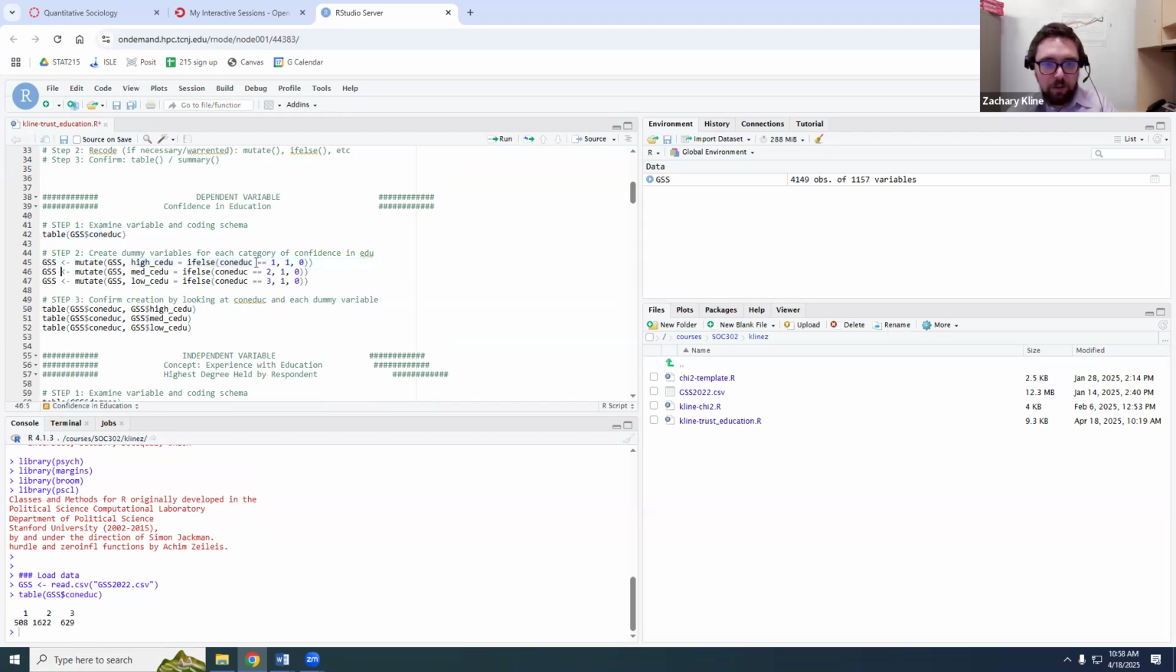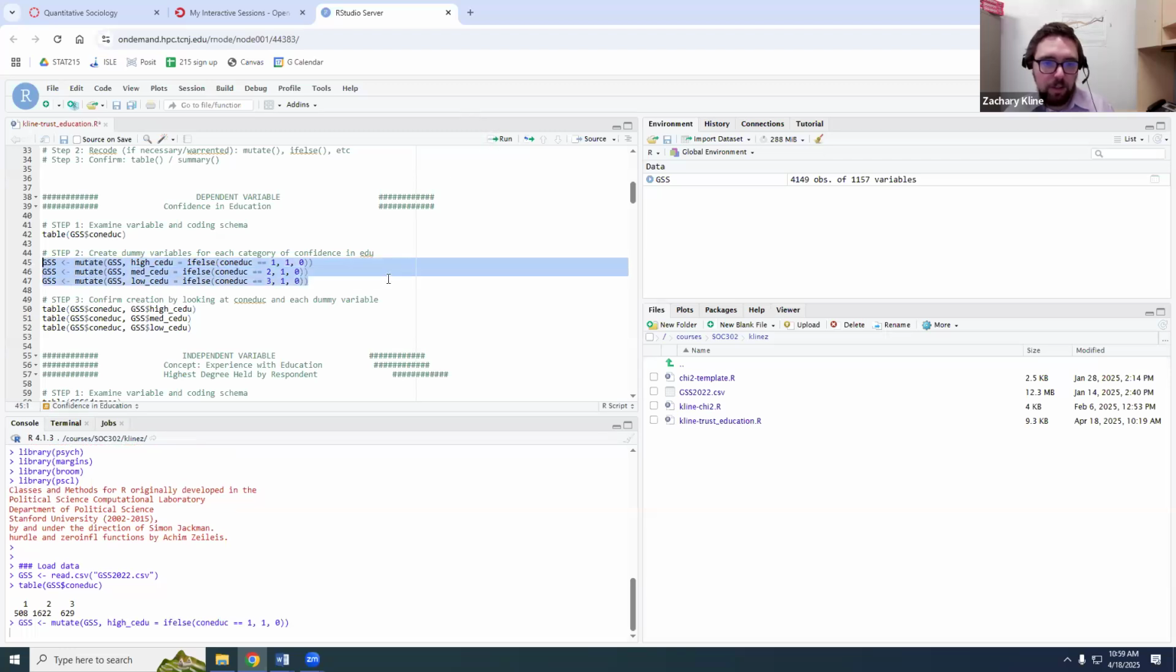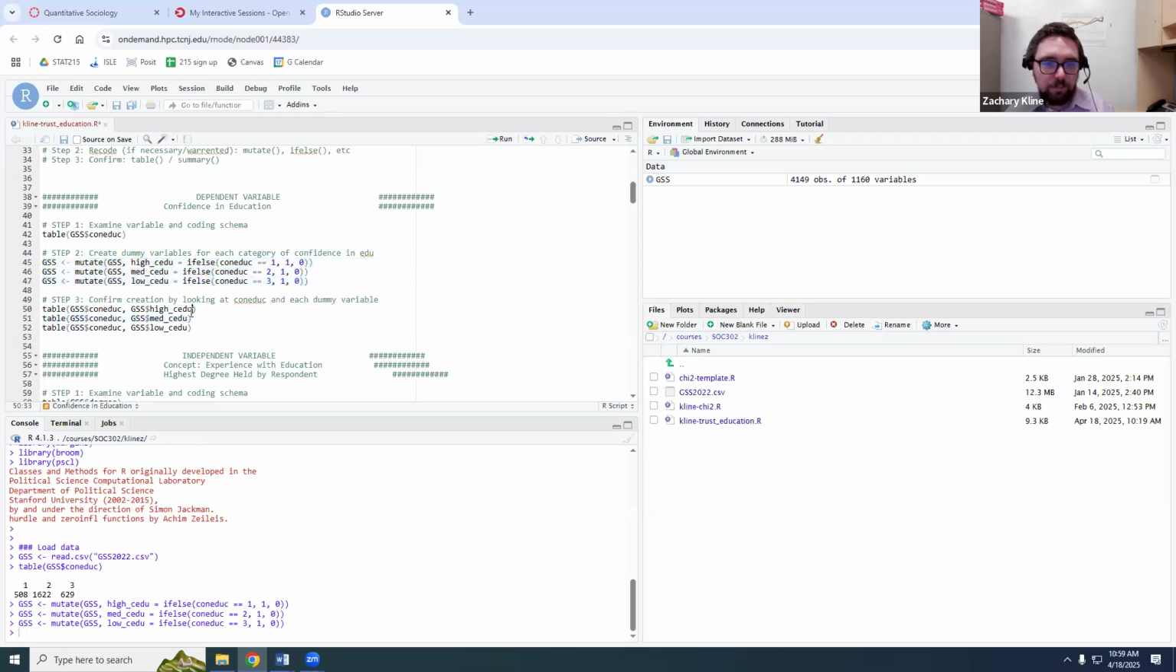So with this first command here, we're creating a variable called highCEDU, where if this condition is true, if conEDUC is 1, then highCEDU will have a value of 1. If this condition is not true, then highCEDU will have a value of 0. So it's going to create a dummy variable, or a binary variable, where 0 means the condition is not met and 1 means the condition is met. We run the same thing for each of these 3, and then we're going to confirm we did it correctly.